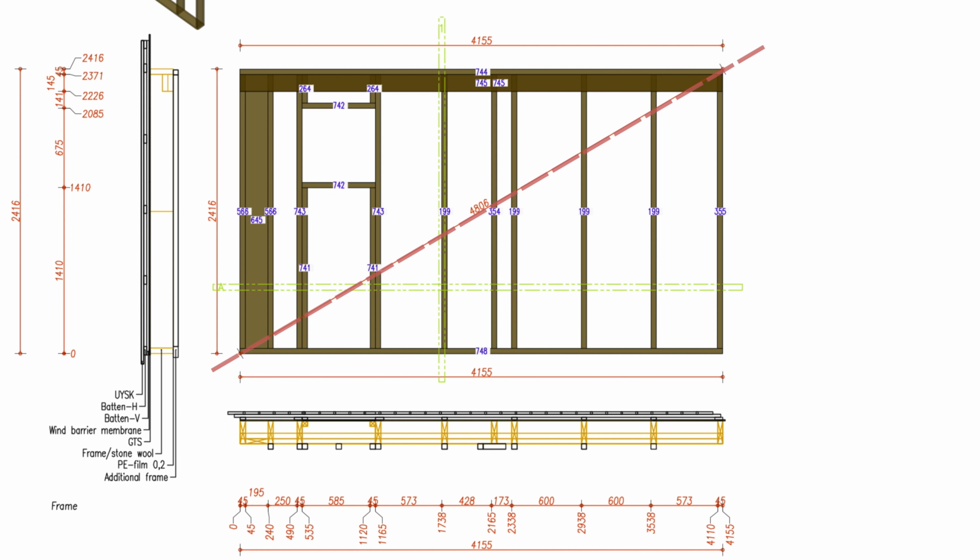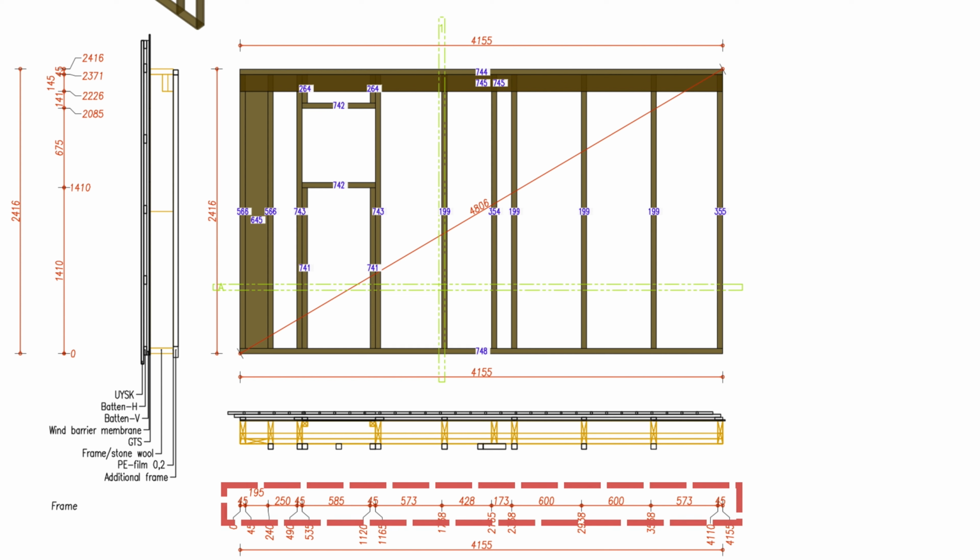Checking the diagonals is important to ensure that in the later stages of the assembly and on-site work, the elements will fit together. The following figure shows that the total length of the element is 4,155 millimeters. There is a measurement line for installing studs on the upper and bottom plates of the frame. It shows where each stud must be placed.